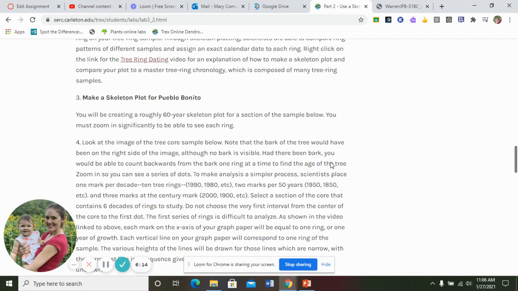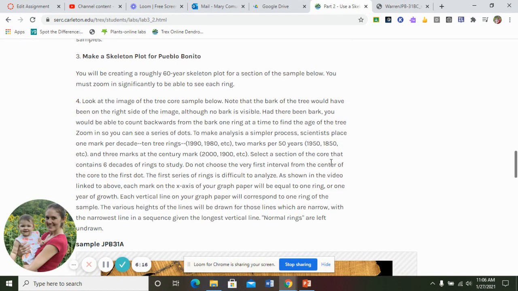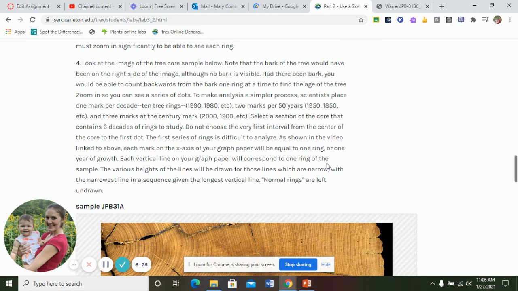Okay. Let's make a skeleton plot for Pueblo Bonito. You'll be creating roughly a 60-year skeleton plot for a section of the sample below. You must zoom in significantly to see each ring. Look at the image of the tree core sample below. Note that the bark off of the tree would have been on the right side of the image.